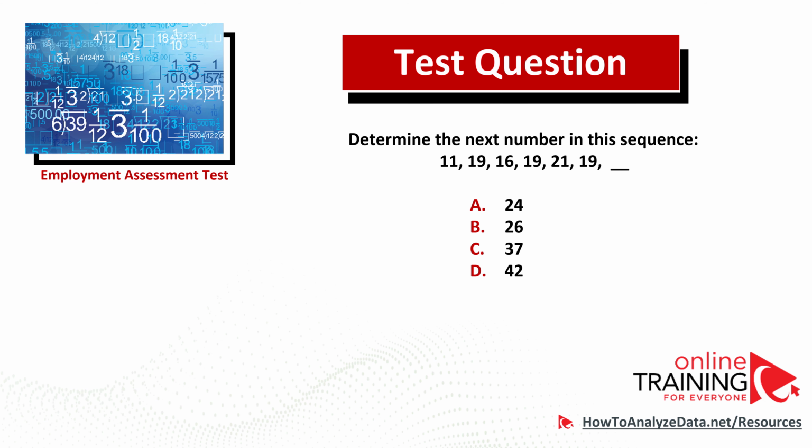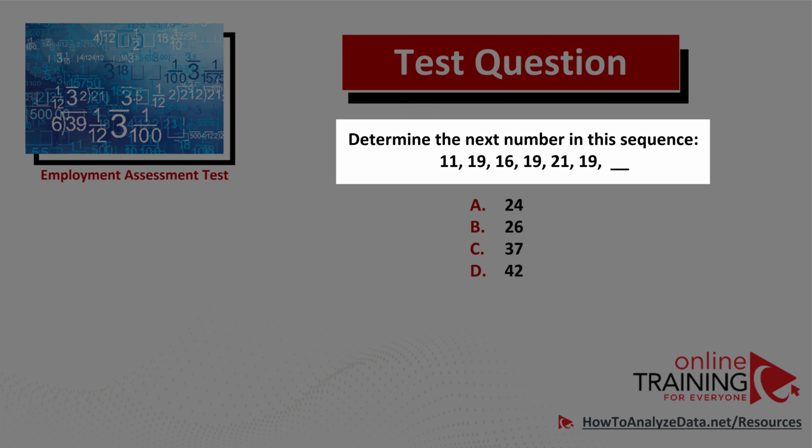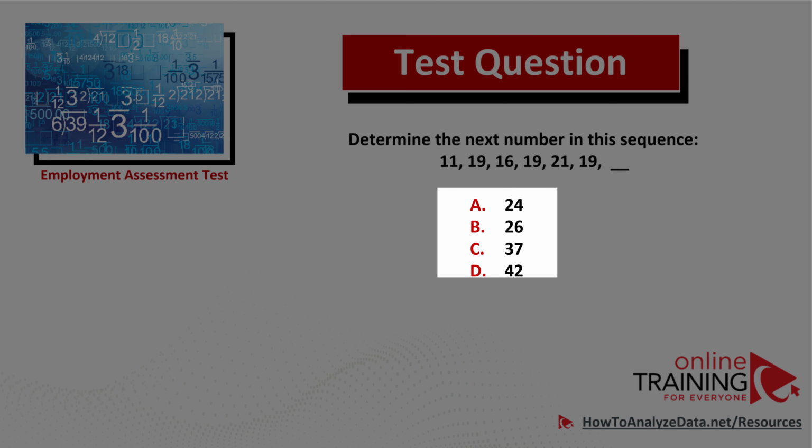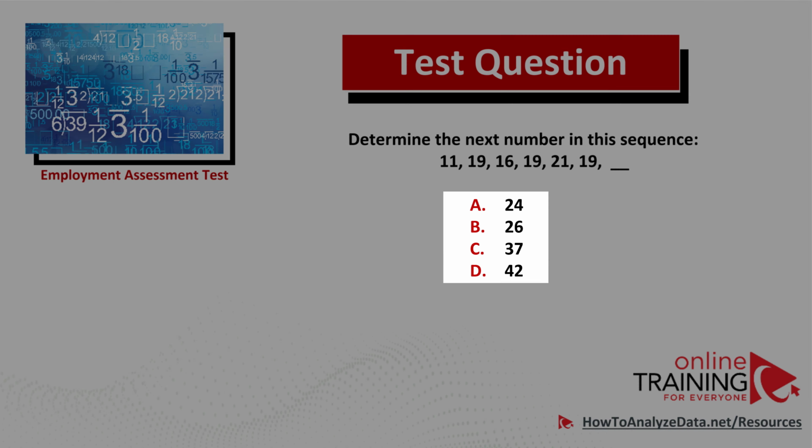Let's look at the interesting and, at the same time, tricky question which we frequently see on the test. Determine the next number in the sequence. And you have a sequence of numbers: 11, 19, 16, 19, 21, 19, and you need to determine the next number out of the 4 choices provided. Choice A, 24, choice B, 26, choice C, 37, and choice D, 42.